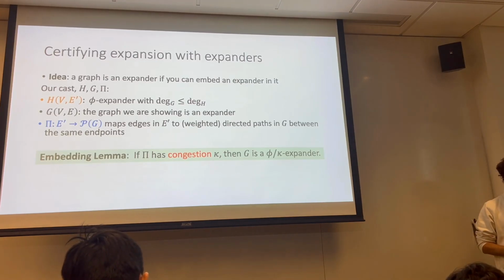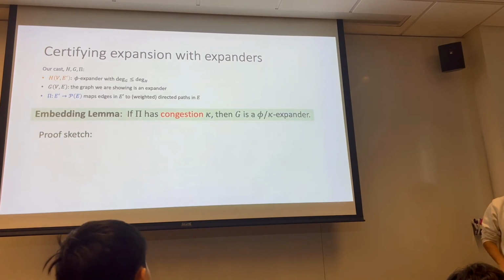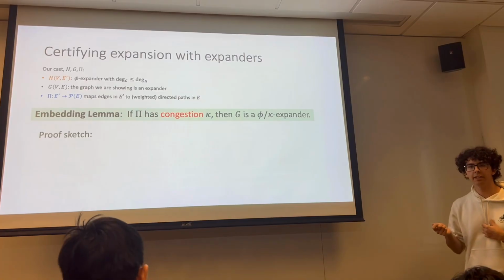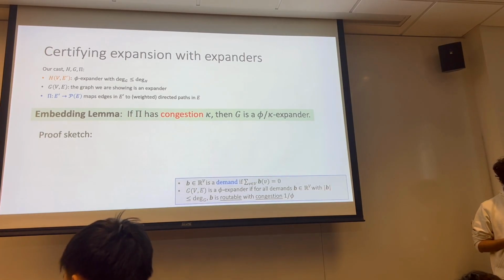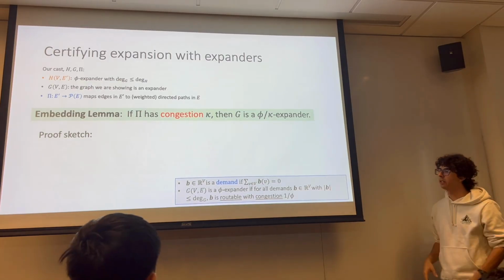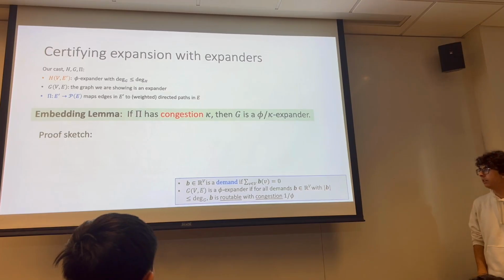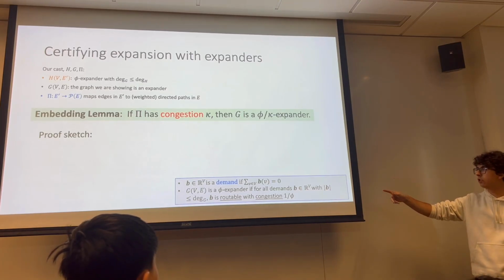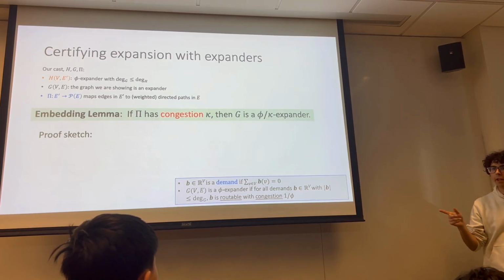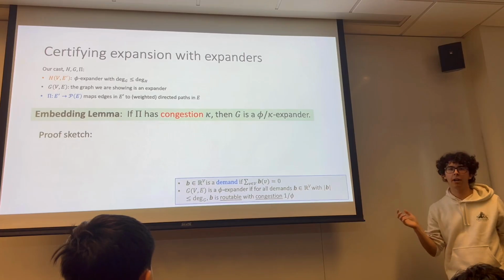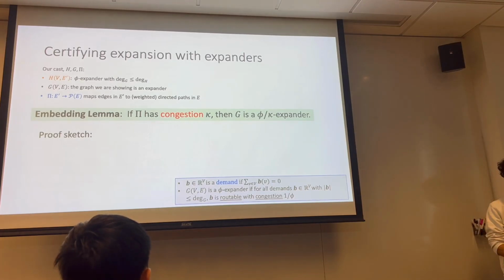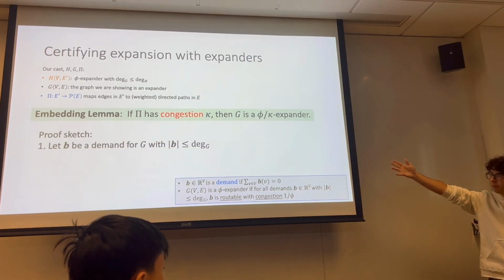Okay. And I think it's actually instructive to prove this embedding lemma because it's just a nice application of the flow-based definition of expansion. So recall this is the flow-based definition of expansion. We need to take a demand on G where the demand on a vertex is at most the degree of the vertex, and we need to route it in G with congestion 1 over phi. So take such a demand.